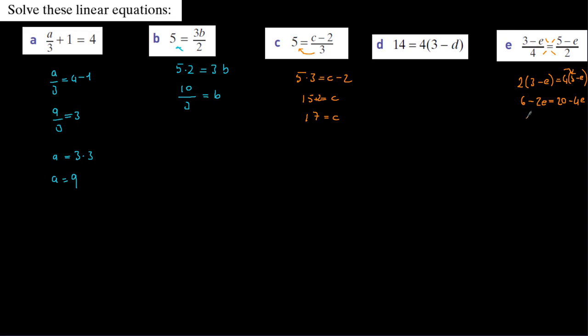Then, I'm sorry, not this one: minus 2e plus 4e is equal to 20 minus 6. Minus 2e plus 4e is equal to plus 2e, is equal to 20 minus 6, which is 14, and e is equal to 14 over 2, which is e equal to 7. This is the correct answer.